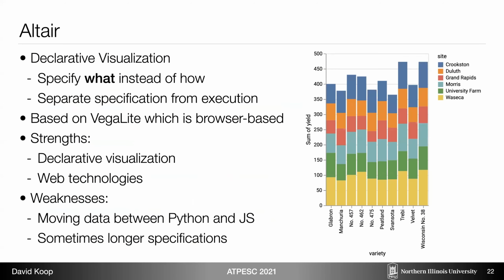A different, newer kid on the block is a library called Altair. It's really based on a JavaScript library called Vega-Lite, which is browser-based. One of the things that it tries to do is focus more on specifying the what instead of the how. So instead of saying, draw these lines with this data, it's take this data set, and I want it to be encoded in a certain way, use this attribute to encode color and things like that. Because you have this change from Python to JavaScript, that is a bit of a weakness. There are some issues with loading larger data and things like that. There are some ways to get around that as well.